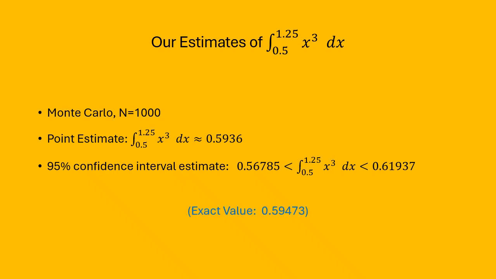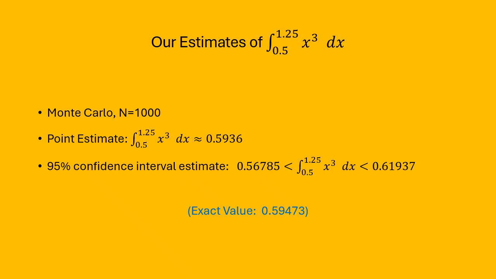The actual value of the integral using Calculus 1 techniques to evaluate it was approximately, once again to 5 significant digits, 0.59473. And we can see that that exact value does lie between the left endpoint and the right endpoint of that 95% confidence level interval estimate.